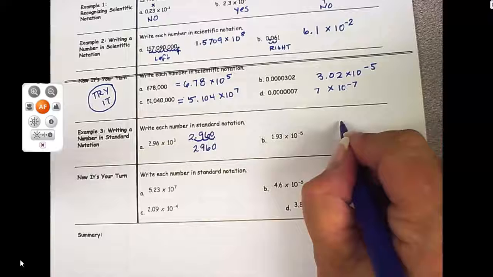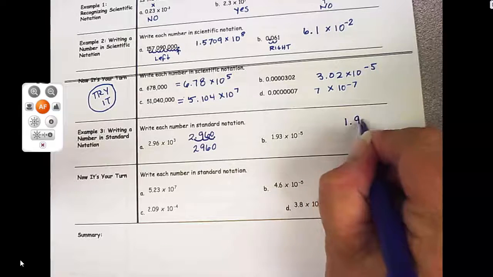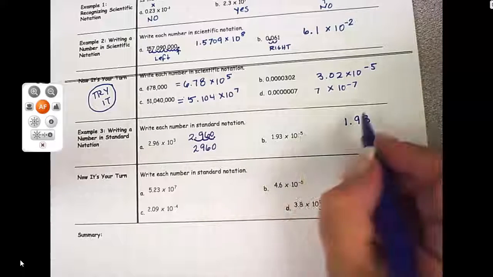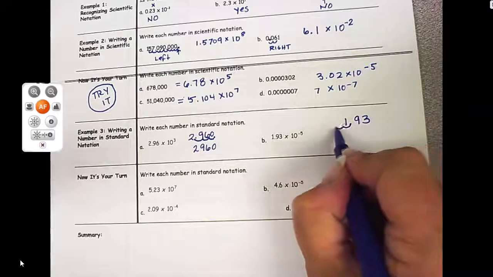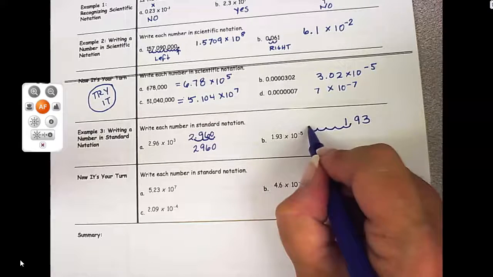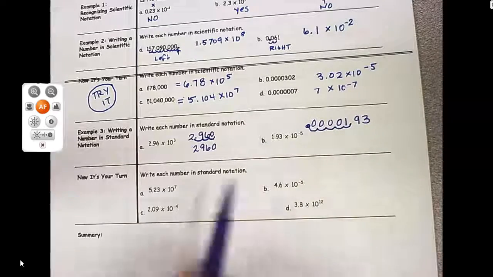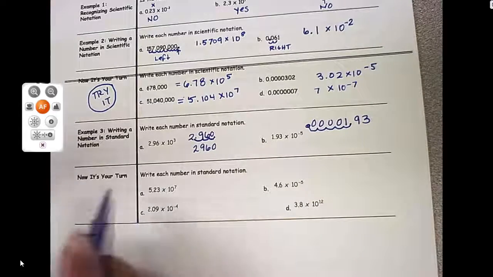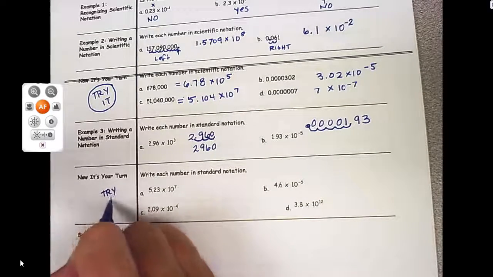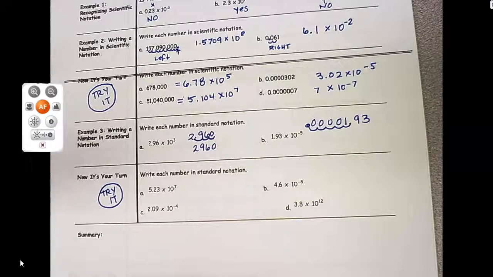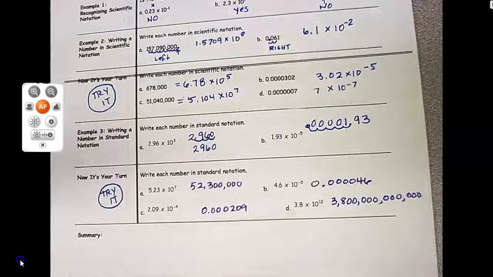Here with 1.93 times 10 to the negative 5th, I can see negative 5th is a teeny tiny number, and I want to move to the left 5 places. So I'm going to go 1, 2, 3, 4, 5, and fill in with zeros. So you're going to practice doing that in your try-it problems. Pause the video and we'll be right back to check your answers.